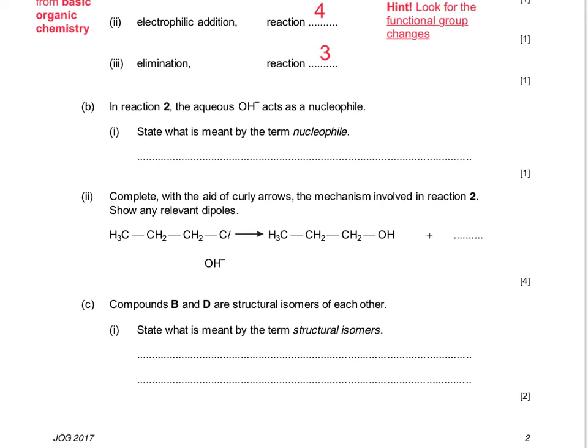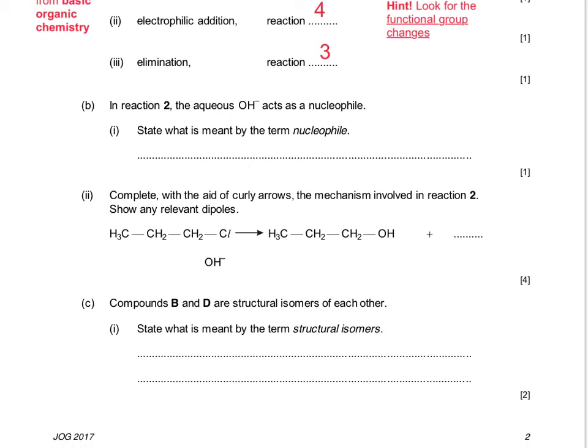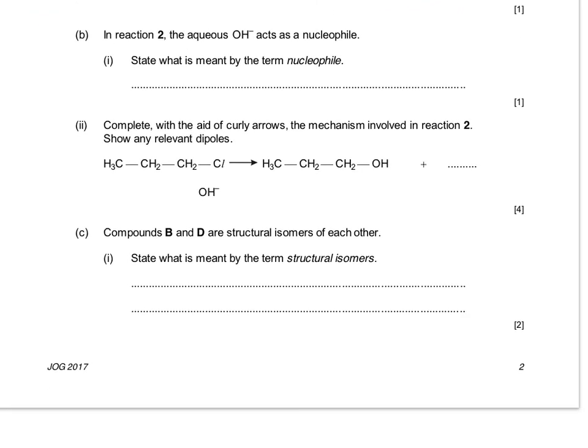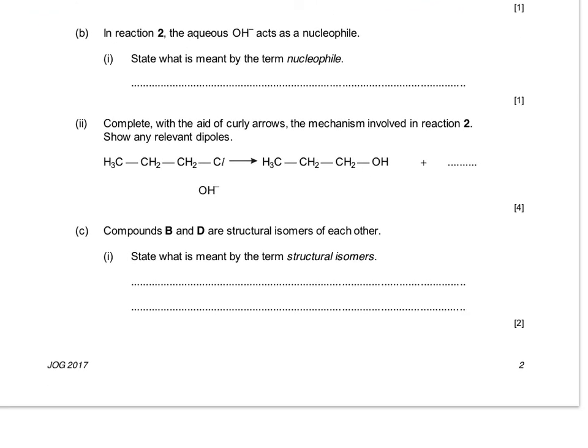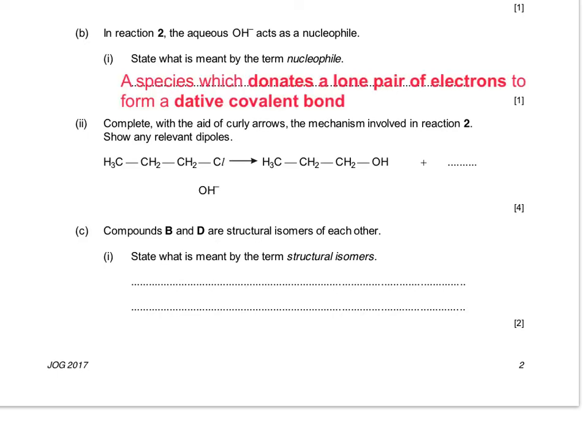It says, in reaction 2, the aqueous OH- ion acts as a nucleophile. It says, state what is meant by the term nucleophile. So I'm going to put this in the 2015 specification requirements. So it's a species which donates a lone pair of electrons to form a dative covalent bond. The next part asks us to do a mechanism.